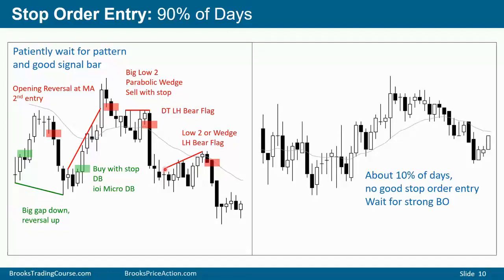Wedge bear flag. We rallied on this bar. It's only a doji, but it did go down and up. And then we went down again to a new low, and we rallied a second time, and now a third time, and we're failing at the moving average with the bear bar closing on this low, about a 50% pullback of this sell-off, a reasonable wedge bear flag.